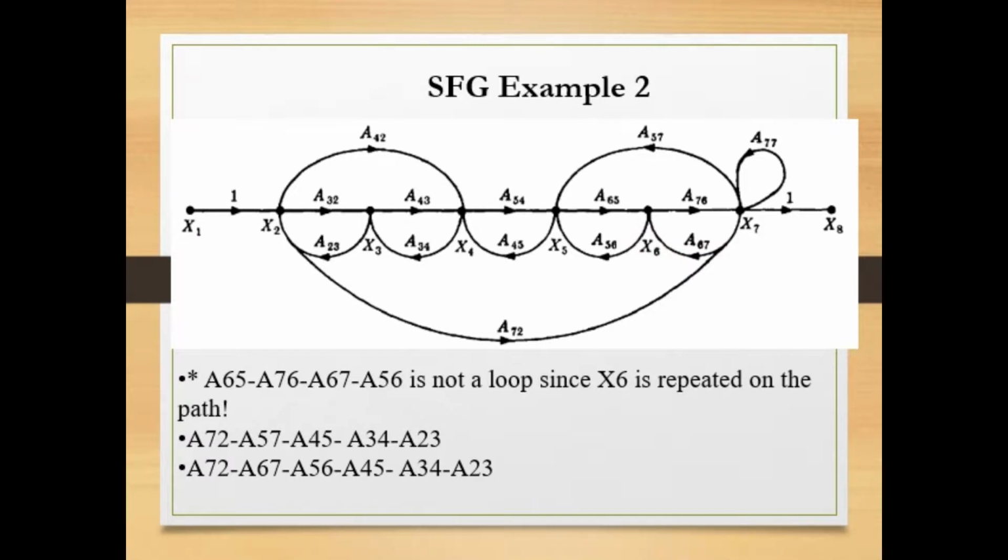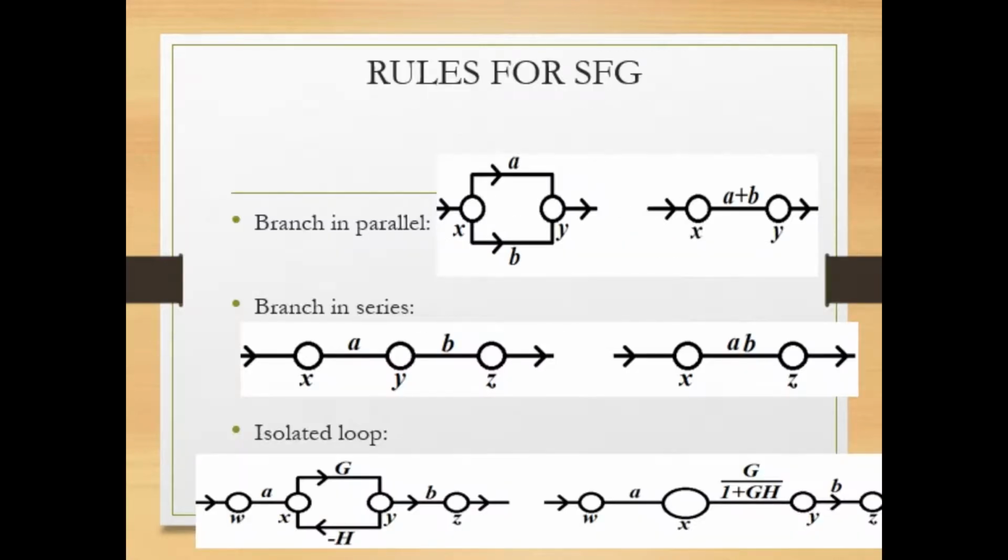Next, coming to the rules we follow for the signal flow graph. Suppose we have 2 branches in parallel. Instead of representing these as 2 separate branches between nodes x and y, we can add the gains of those 2 branches. Say we have node x and node y, the individual gain will be a plus b. If we have branches in series, we can multiply all the gains. That is what we have seen in our previous examples.